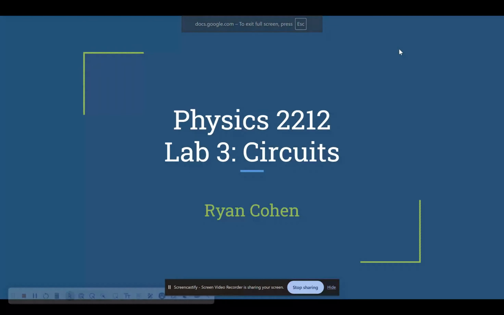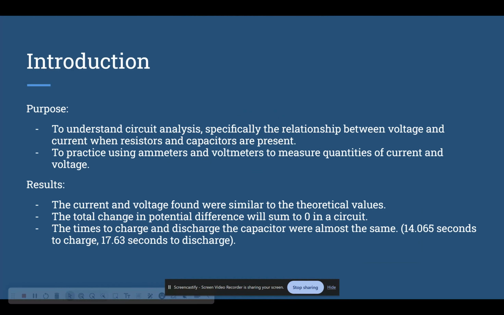All right, so this is lab 3, circuits. The purpose of this lab is to understand circuit analysis, specifically the relationship between voltage and current when resistors and capacitors are present, and we want to practice using ammeters and voltmeters to measure quantities of current and voltage.